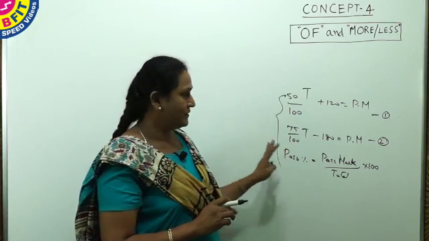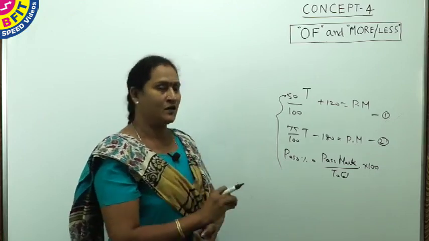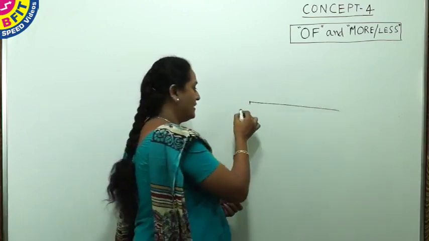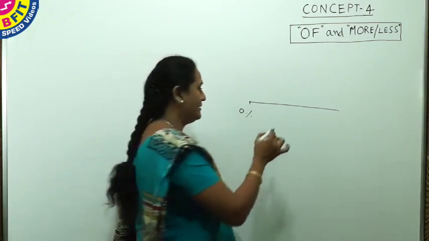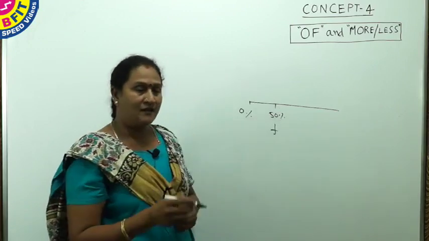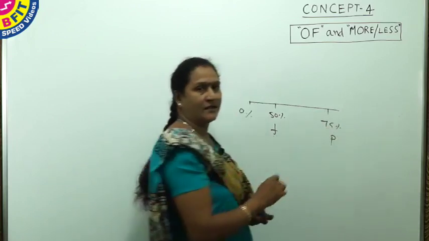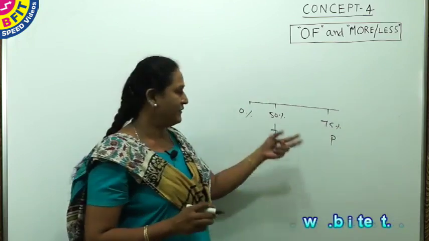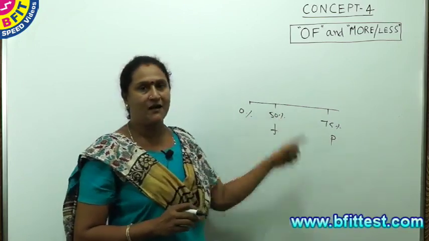Instead of solving the linear equations and all, we'll see how to find the pass percent using a simple logic. So we'll consider this as a percentage number line. Initial is 0%. What are the two percentages given? 50% and 75%. When a candidate gets 50%, he fails in the exam. The other candidate gets 75%, he clears, he passes the exam. So it is clear that the pass percent is somewhere between 50 and 75.